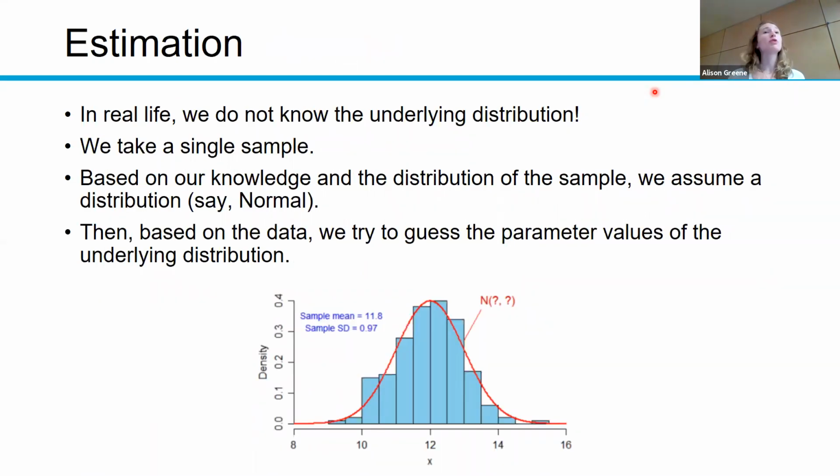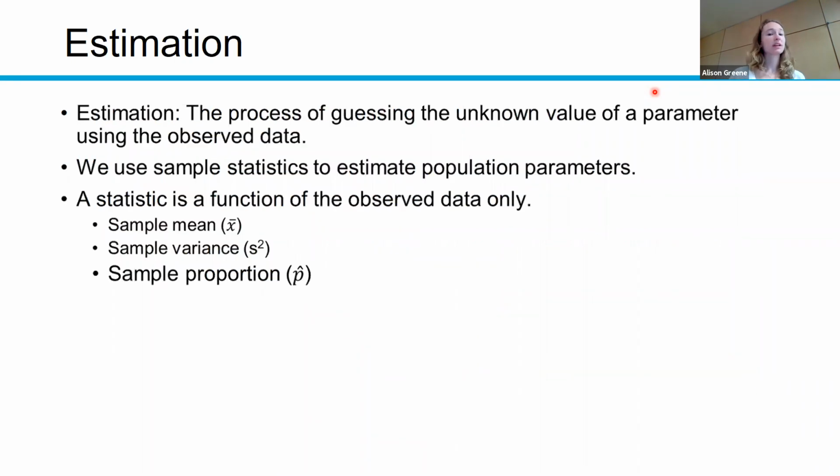So in real life, we don't know the underlying distribution. We don't know what the whole population looks like. We only know what the data in front of us looks like. And this comes from that single sample that we take. Based on our knowledge and distribution of the sample, we tend to assume a distribution. Hopefully it's normal, but there are some other distributions that we might assume as well, and I'll go over later why you might assume one or the other. Then, based on the data and our assumed underlying distribution, we try to make a guess about what the true parameter values are. So we're guessing the unknown value.